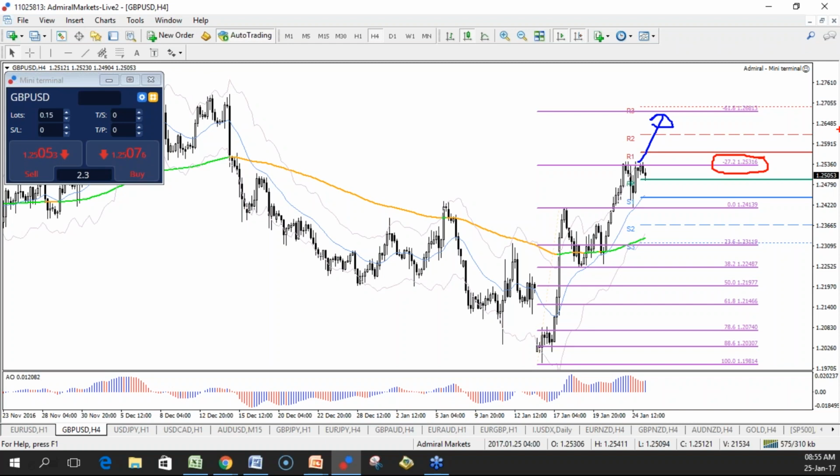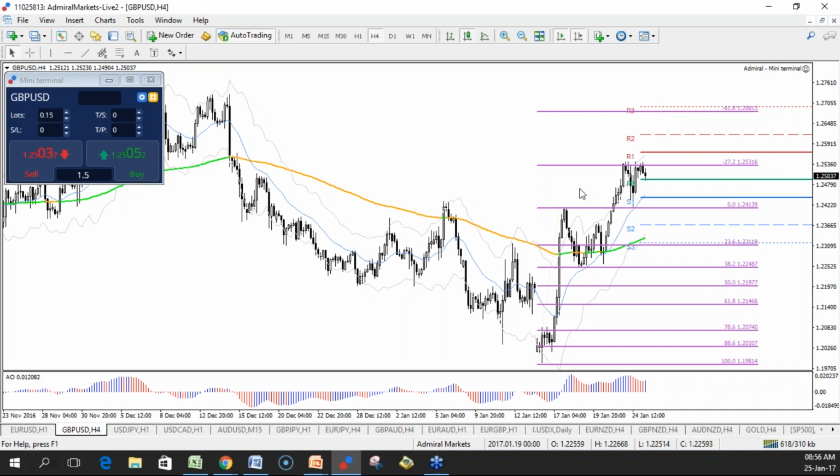All right, 125 round level added to that, of course, as well. The more confluence, the better. They're not mutually exclusive. Just because 125 is there and a minus 272 target, that's not bad, that's good. There's more confluence at that spot.